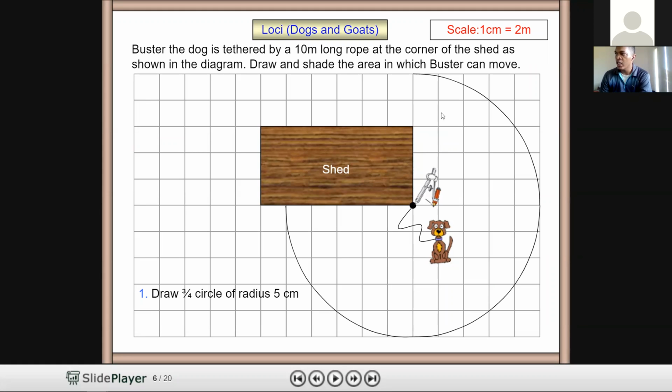Okay, so the shading. Remember, I told you when we did linear programming that in linear programming we are shading unwanted regions. In loci, we shade the wanted region. Where do we want the dog to move? We want the dog to move inside the yard, not outside. So outside will be unwanted.